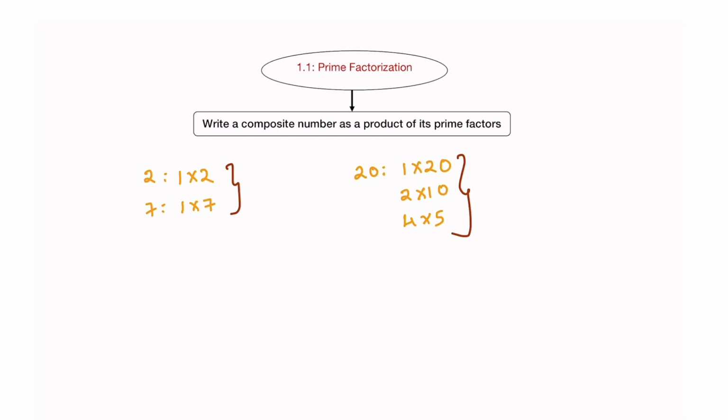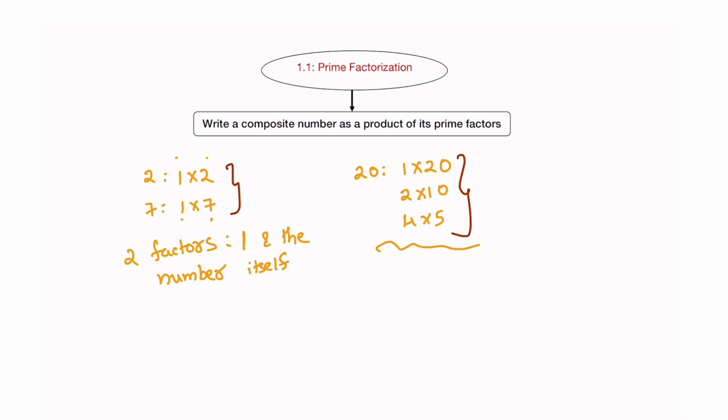In the first case, we have only two factors for each one of them, right? Only two factors. And what are they? 1 and the number itself. See, in case of 2, it's 1 and the number 2. 1 and the number 7, right? It has only two factors, 1 and the number itself.